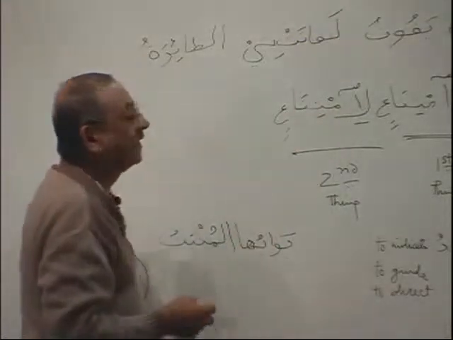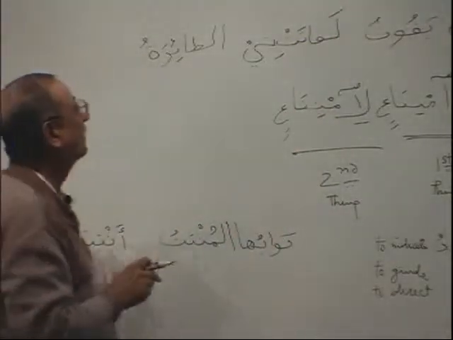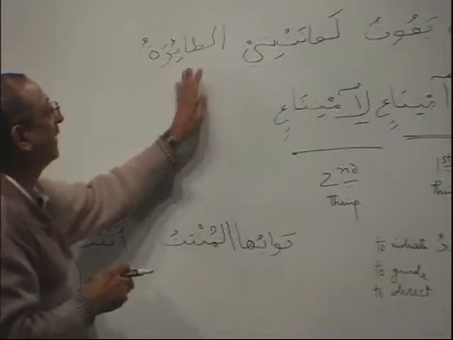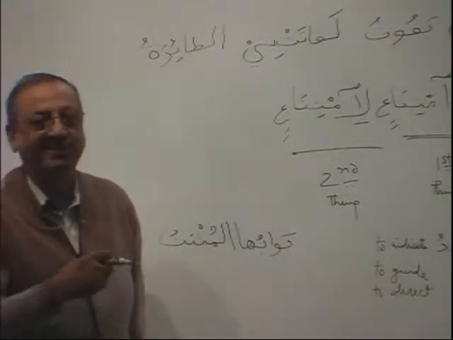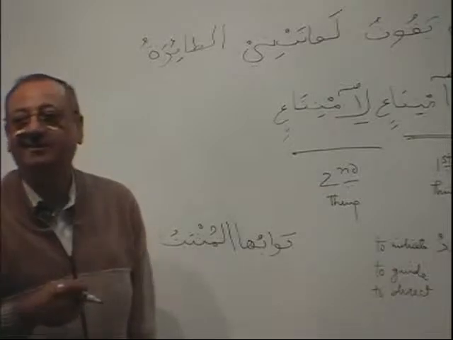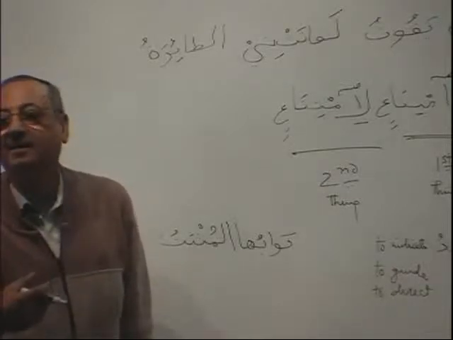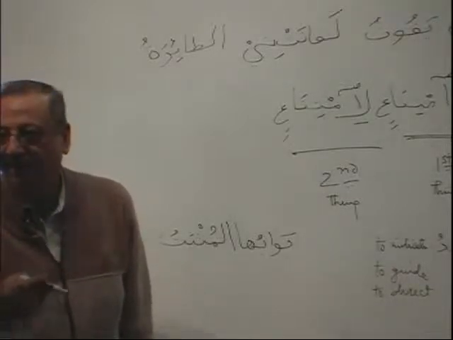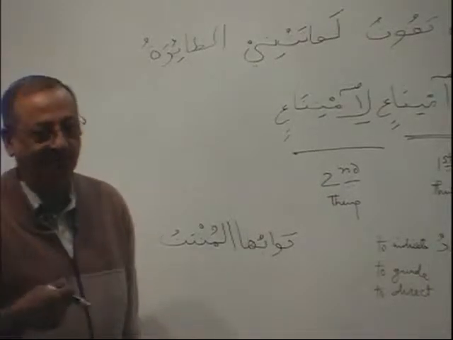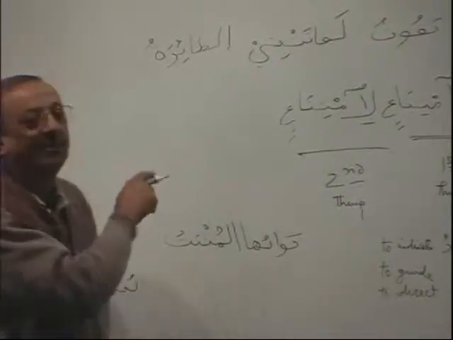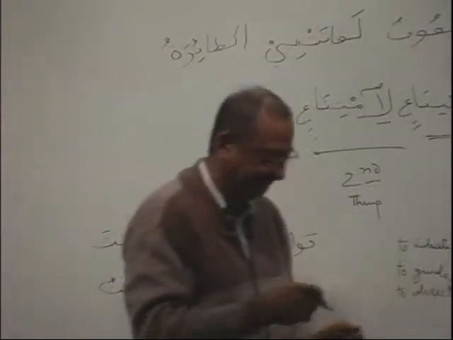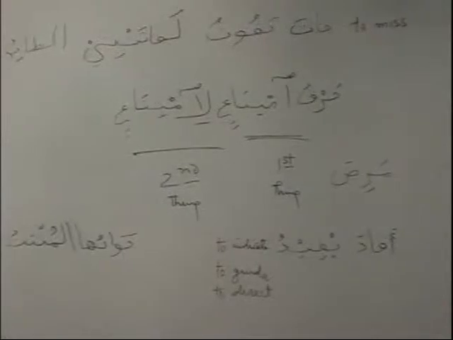Are you with me? Now, you have to remember this. The plane missed me. That is a literal translation. But how do we translate otherwise? I missed the plane. In English, we will say, I missed the plane. But in Arabic, the plane missed me. Okay? Okay, brothers and sisters. So, لَوْ تَأَخَّرْتُ دَقِيقَتَيْنِ. What is دَقِيقَتَيْنِ?